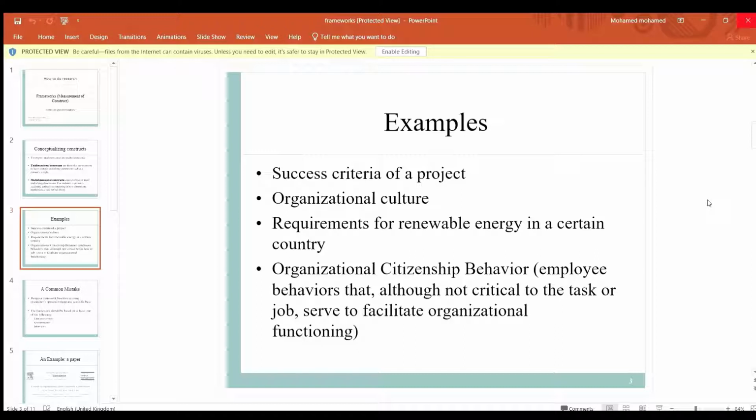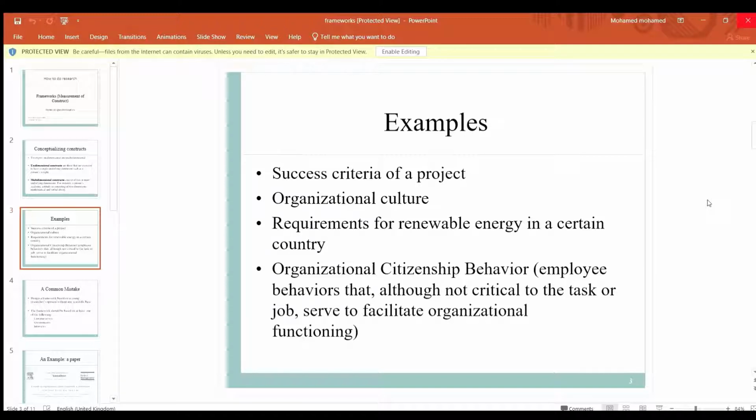Requirements for renewable energy in a certain country. You want to see if a certain country is capable of making a lot of investments in renewable energy projects, and what the challenges are. Of course, you want to build your model in a scientific way. In this video, we are talking about that.